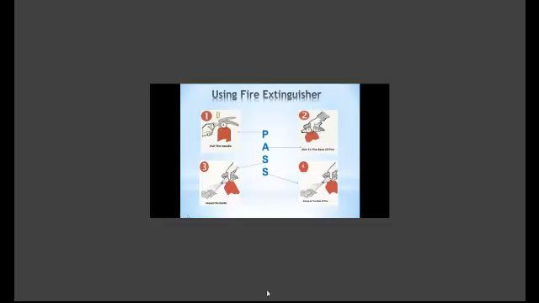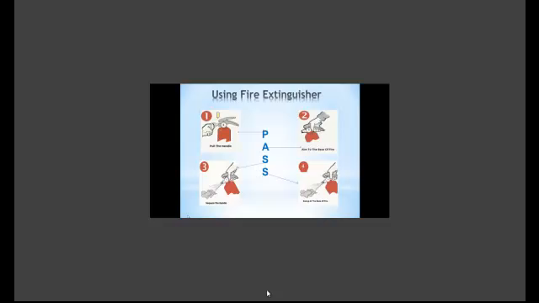How to use the fire extinguisher? Always remember the word PASS. This word PASS consists of four letters. The first letter, P, stands for the first step, which is pull the pin of the extinguisher. The second step starts with the letter A: aim at the base of the fire.